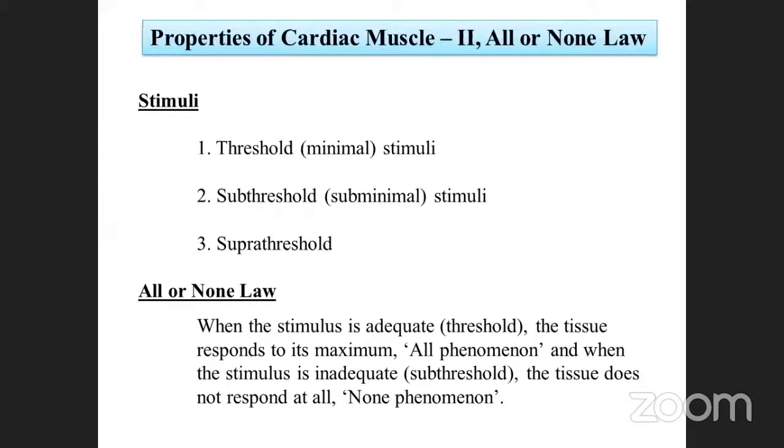Keep in mind, there is no response by the tissue at sub-threshold. So you have to keep in mind the three things: with a sub-threshold stimulus, the tissue does not give a response because the stimulus is sub-threshold, and that is called none. Sub-threshold, non-response from the tissue, none phenomenon. With a supra-threshold stimulus, the whole tissue will contract and gives the response at its maximum, that is the all phenomenon. Is it clear?